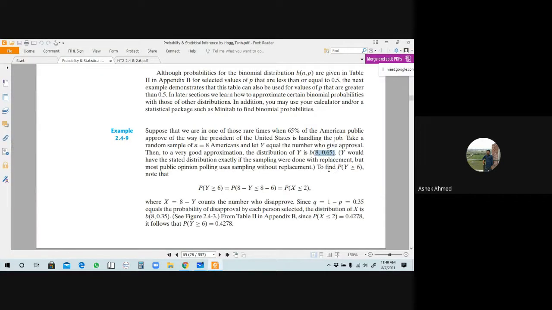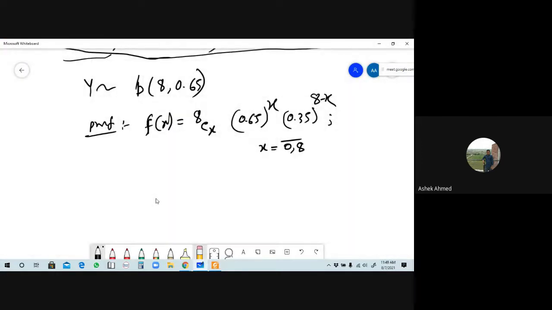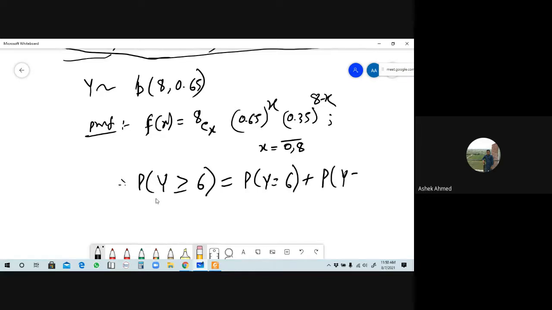From here, we have to find the probability of y greater than 6. What do you mean by y greater than 6? From here, we can say that the probability of y greater than 6 represents the probability of y equals 6 plus the probability of y equals 7 plus the probability of y equals 8. How many terms here? 3 terms. This is our result. Understand or not?